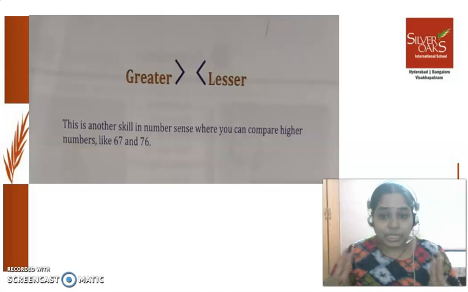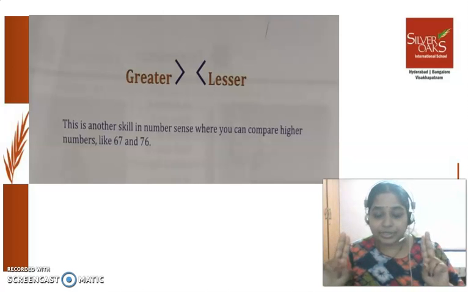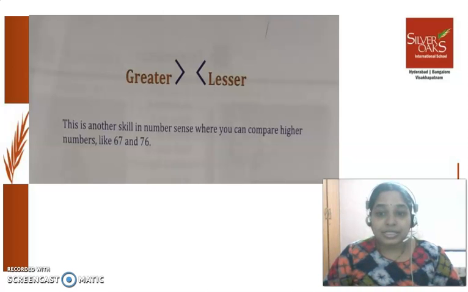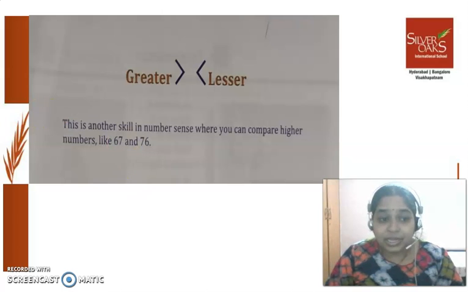Both the sides are equal because they are 2-digit numbers. Now, you have to compare the tens place. 6 is less than 7. So, 67 is less than 76. See? You're writing it using a symbol saying that 67 is less than 76.